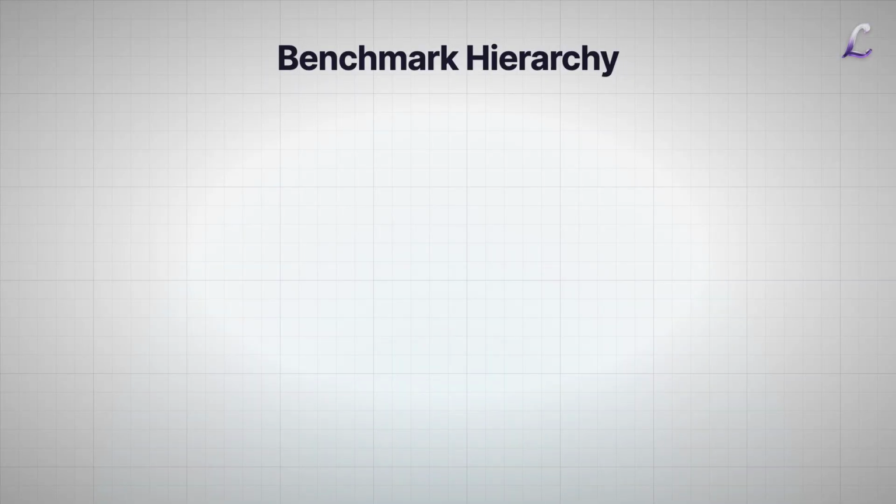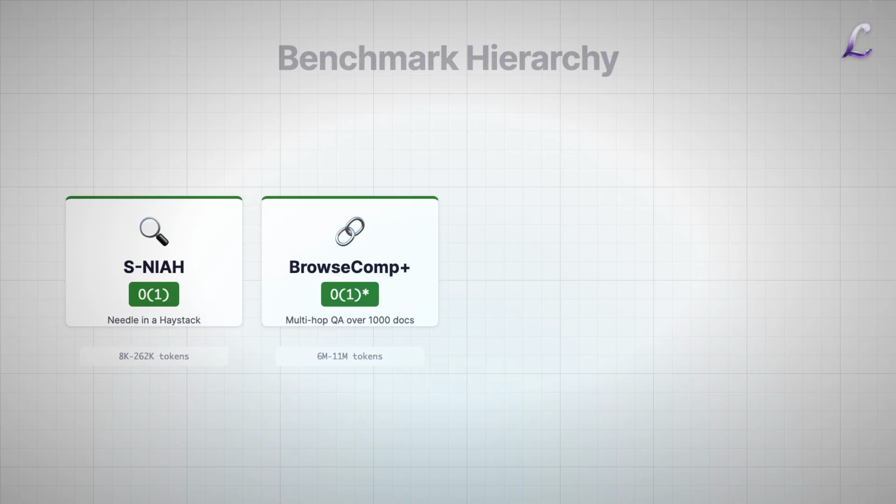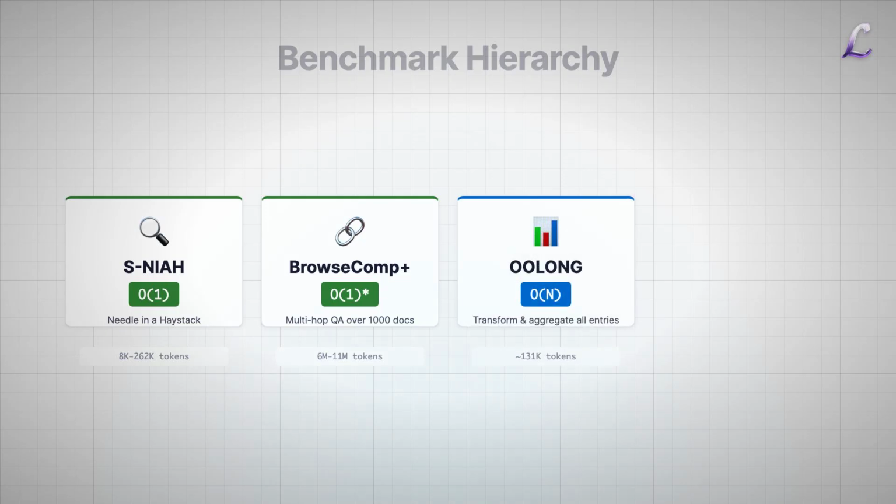To test this, the authors built a hierarchy of complexity. First, S-NIAH, finding a needle in a haystack. That's O(1) work, pure retrieval. Then, BrowseComp-Plus, multi-hop reasoning over 1,000 documents. Next, OOLONG. You have to process nearly every entry. That's O(n). And finally, the torture test, OOLONG-Pairs. You must compare every entry with every other entry. That is O(n squared) complexity.